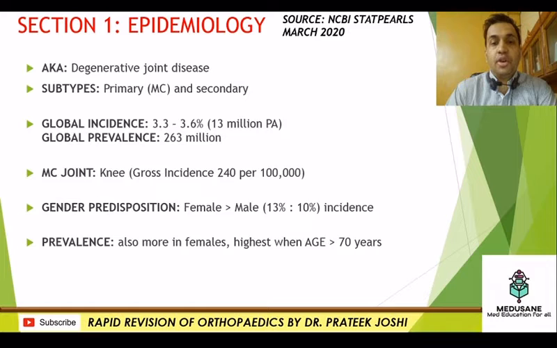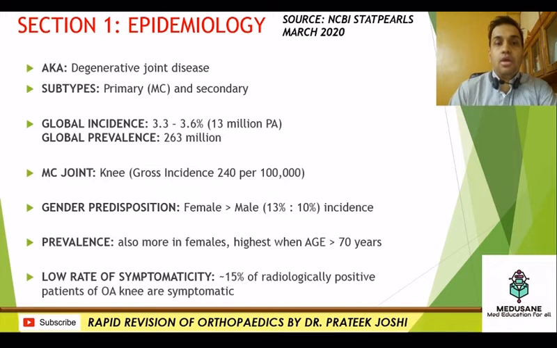Also, another MCQ point here is that the prevalence of osteoarthritis is found to be the highest in the age group of more than 70 years. Another MCQ point in this page is that osteoarthritis has, number one, a low rate of symptomaticity, which means that only 15% of radiologically positive patients of osteoarthritis knee are symptomatic. Second, the amount of symptoms may not necessarily correlate with the radiological grading.